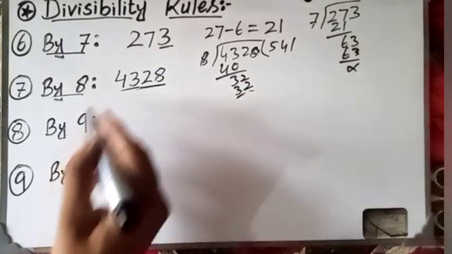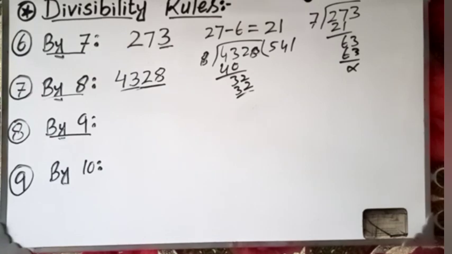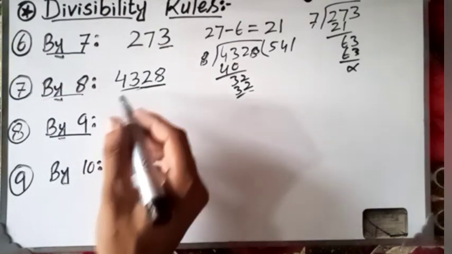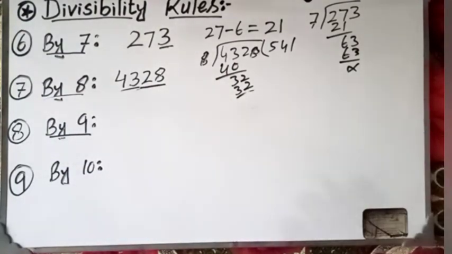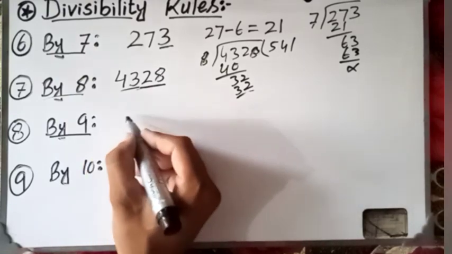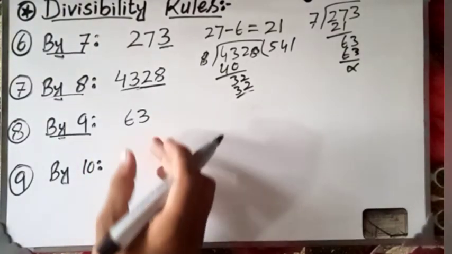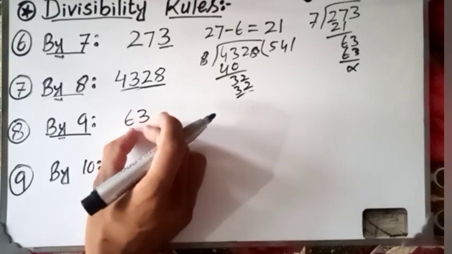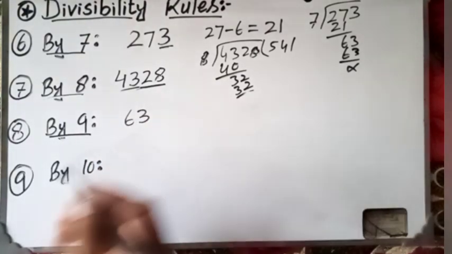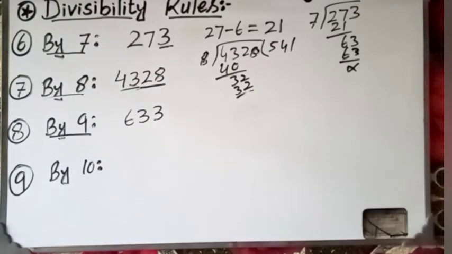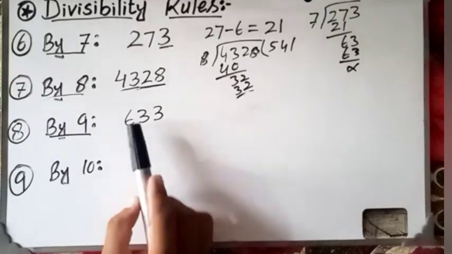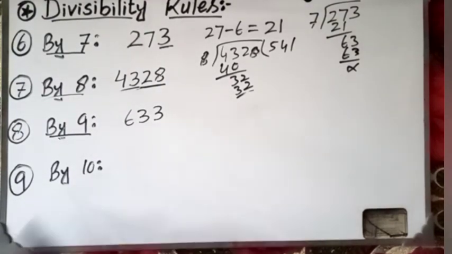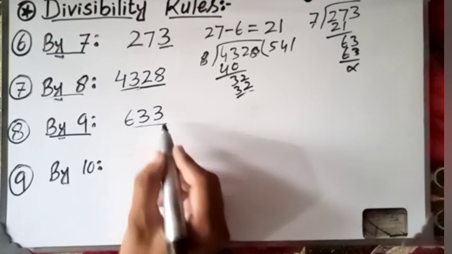Next we have divisibility by 9. A number is divisible by 9 if the sum of its digits is divisible by 9. This is the same as the divisibility by 3. For example, take the number 63. The sum of its digits is 9, which is divisible by 9, so 63 is completely divisible by 9. If we make it 633, it is not divisible by 9 because the sum of its digits is 12, which is not divisible by 9.